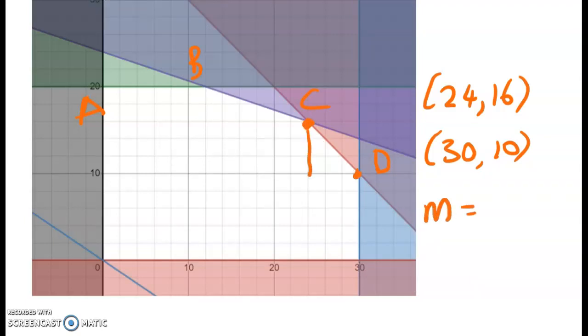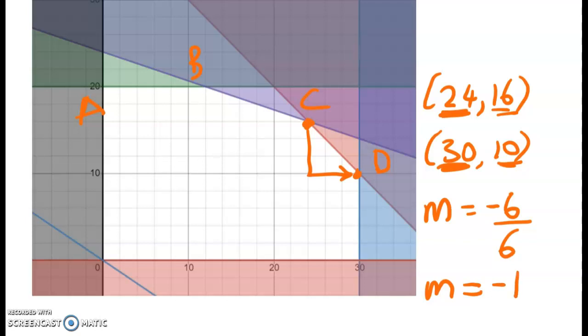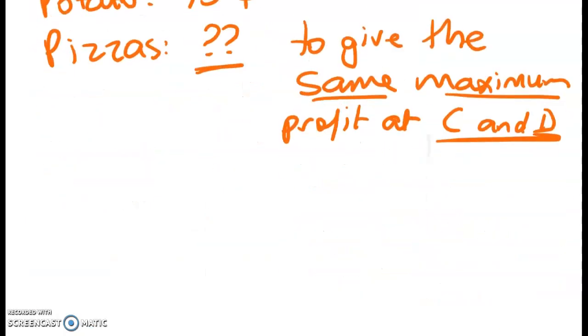Well, it's pretty easy to spot on the graph. We go down 6 and we go out 6. So here, the change in y is negative 6, and the change in x from 24 to 30 is up 6. So m is equal to negative 1. If I want to get a gradient of negative 1, we can do a bit of algebra to do this, or we can just look at it and see.